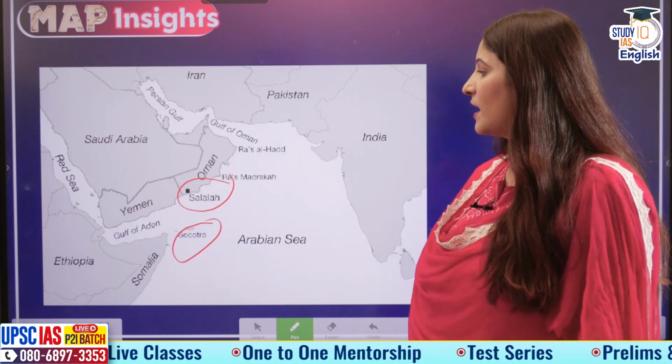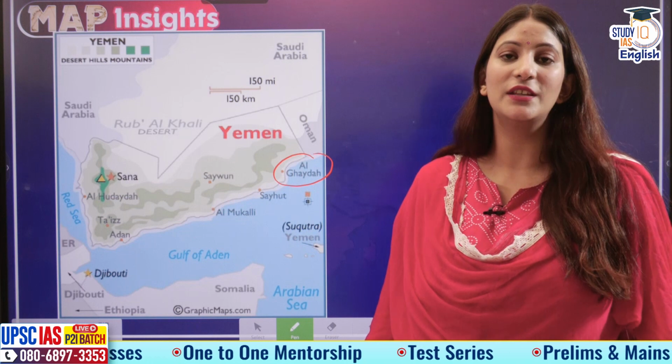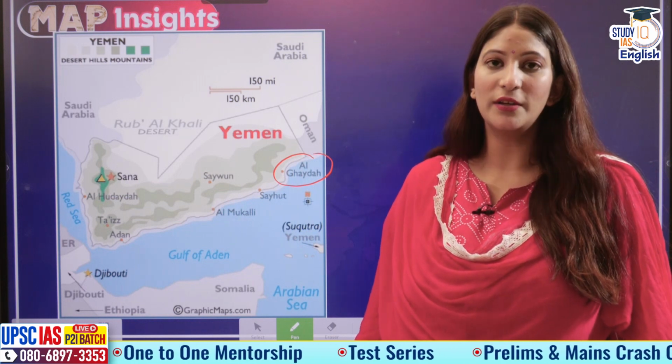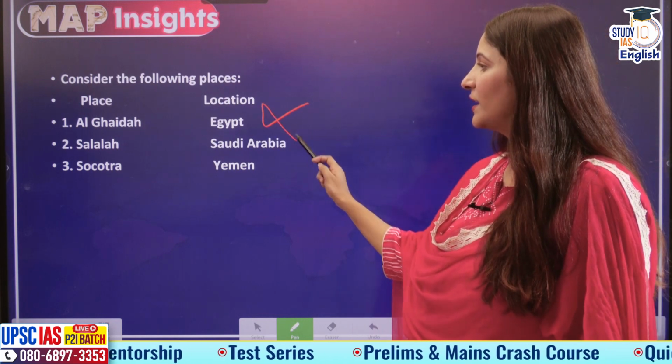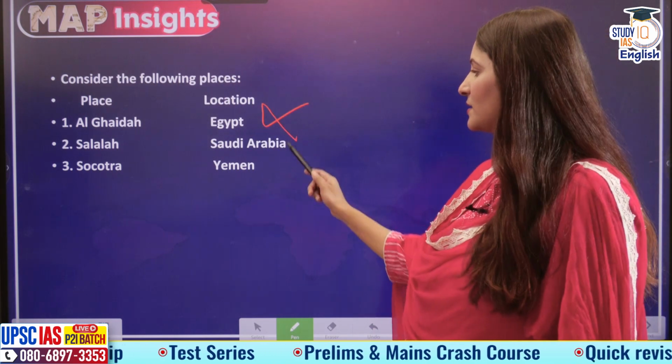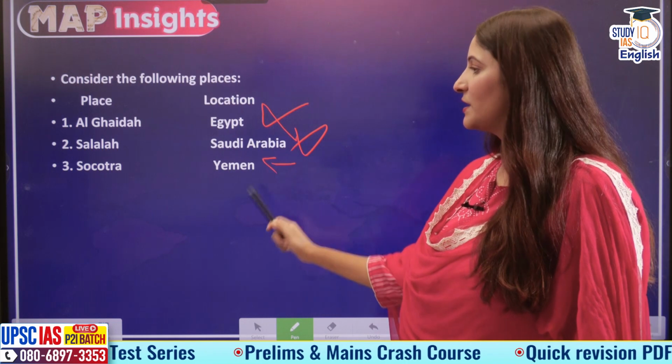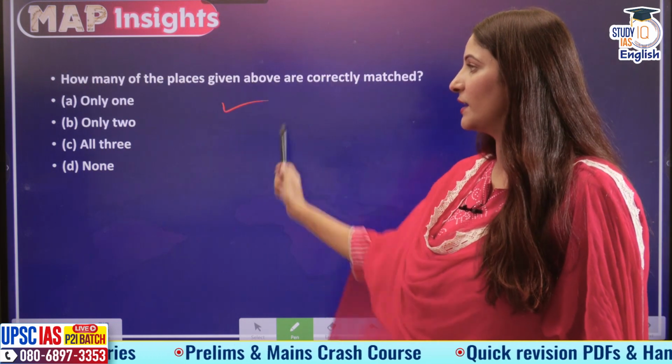Why did I ask you this question? Because of Cyclone Tej. It formed a way here. So the first pair is incorrect because Ghaidah is in Yemen. Salalah is in Oman. Socotra is Yemen's only. So one only will be the correct answer.